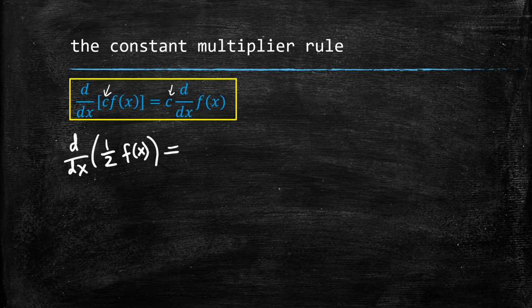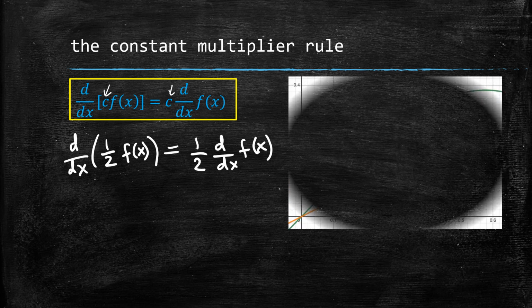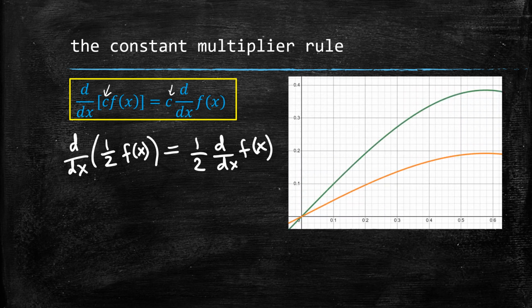So let's make an example, let's pretend c is a half. What this is saying is that the derivative of half of f of x would just be half the derivative of f of x. This doesn't seem that profound, but let's look at a sketch of this. It might help to visualize it.